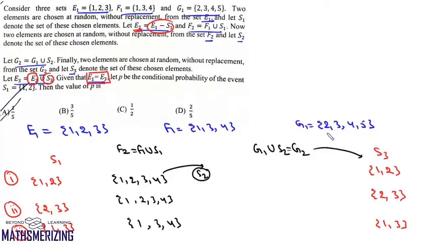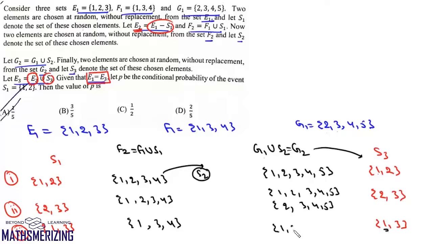Now since G1 has {2, 3, 4, 5} and S3 has {1, 2}, in the first case, G2 should be G1 union S2, and it should have 1, 2, 3, 4 and 5. In the second case, when it is {2, 3}, there can be two cases possible: either it will be 1, 2, 3, 4, 5, or it will be 2, 3, 4 or 5. And in the third case, since it has 1 here, it should be 1, 2, 3, 4 and 5.